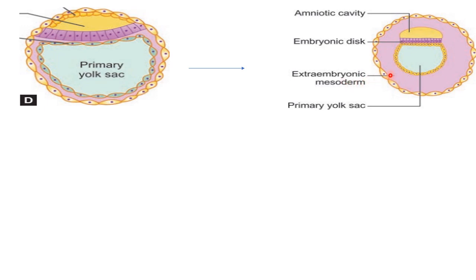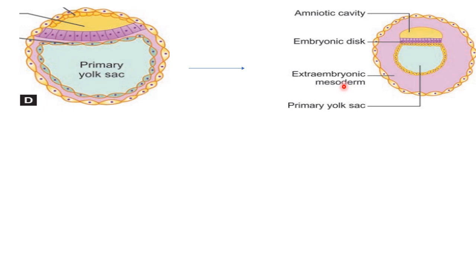Now take a look at what has happened. Remember that the amniotic sac, or the walls of the amniotic sac, which is the amniogenic cells, were attached to the trophoblast, but then due to invagination of the trophoblastic cells, the walls of the amniotic sac have been separated from the trophoblast, and then to form the extraembryonic mesoderm.